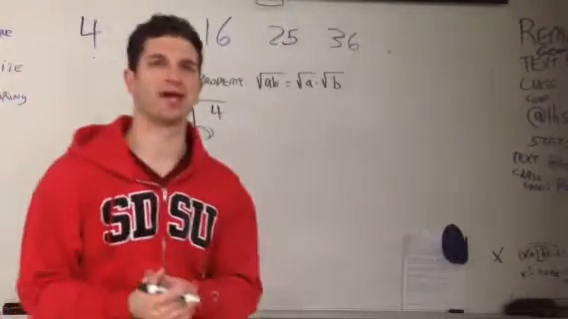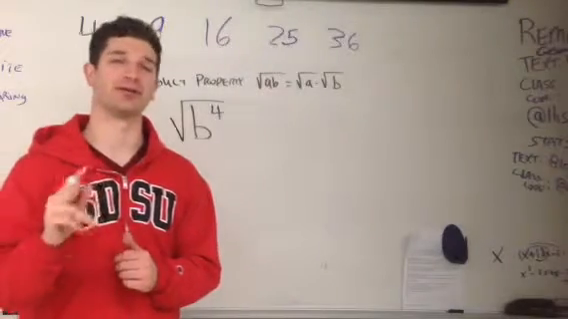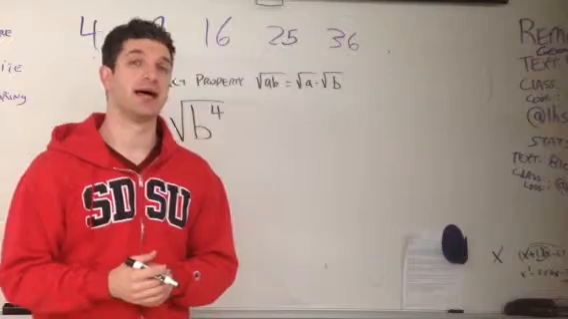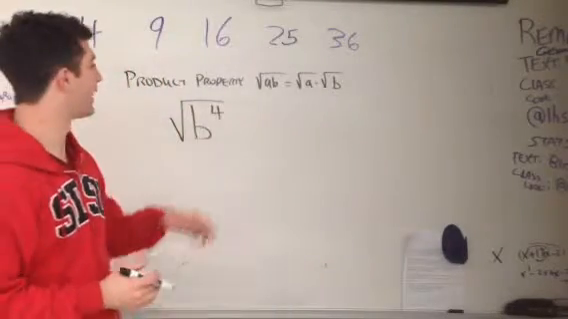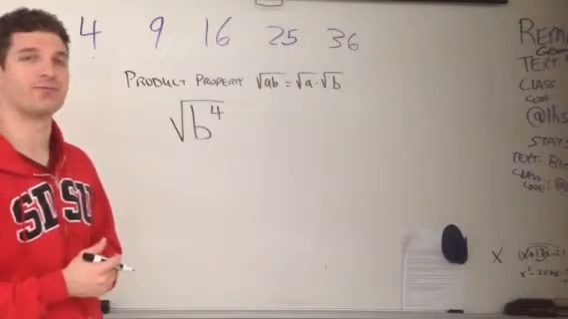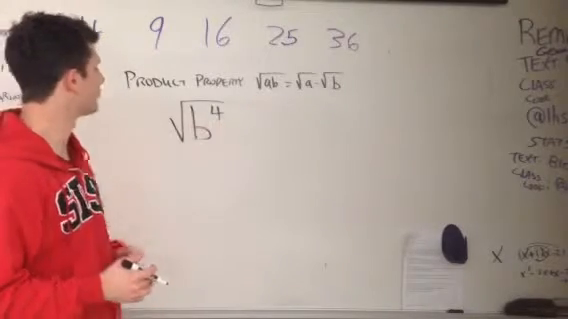Hey, this is Mr. Preston back with Simplifying Radicals Part 2. Now last time we simplified radicals when we had numbers. Today we're going to be simplifying radicals when we have variables or letters and numbers. So let's start off with the square root of b to the fourth.